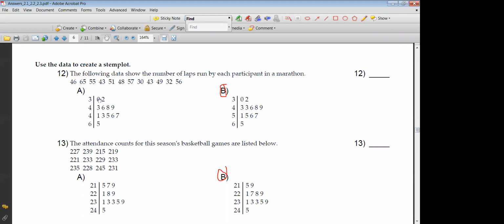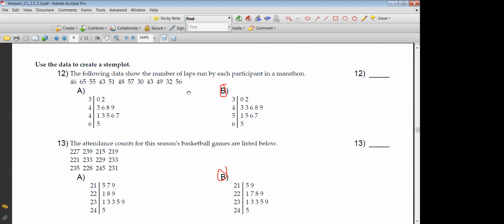So 3 and the 0 stands for 30. A 3 and the 2 stands for 32. Well, letter A and B both start out with a 0 and 2. So there's a 30 and a 32. There's a 30, and then I see the 32. Now watch the discrepancy here. Letter A has only 1 3, which is telling me there's 143. Letter B has 2 3s, so it's telling me there's a 43 there, there's another 43 there.